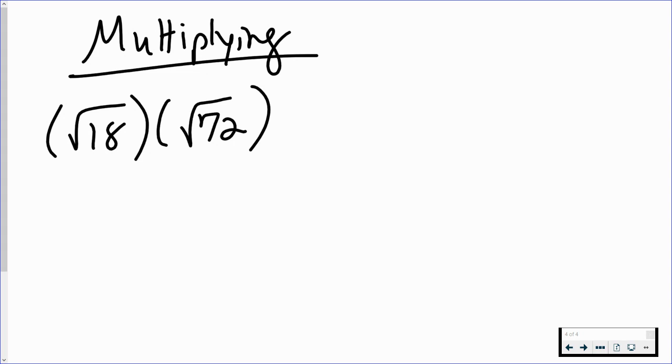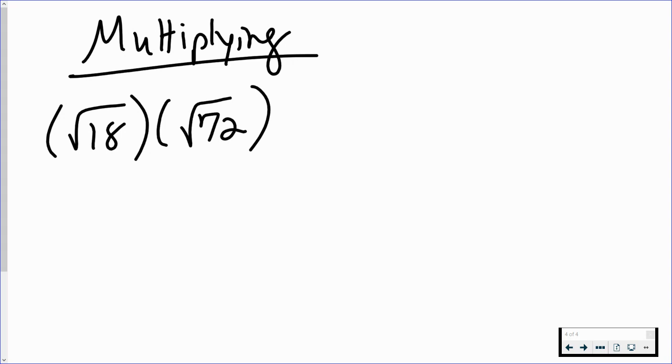Anytime I do these problems, I like to try to simplify the individual components first, mainly because I don't want to do 18 times 72, and that's what we would have to do. If we go ahead and multiply what's inside the square roots, we would have to do 18 times 72 and then try to break that down. Instead of doing that, let's break each of these down individually before we do the multiplication.